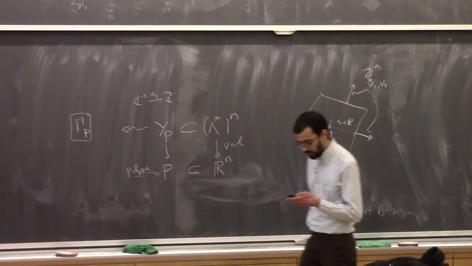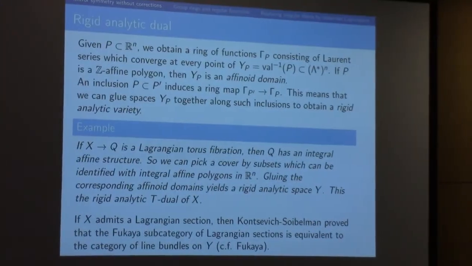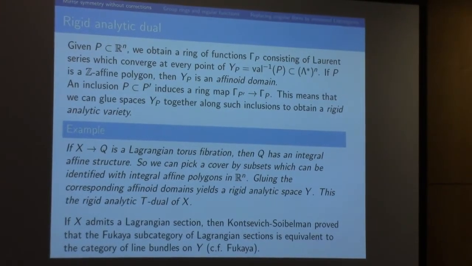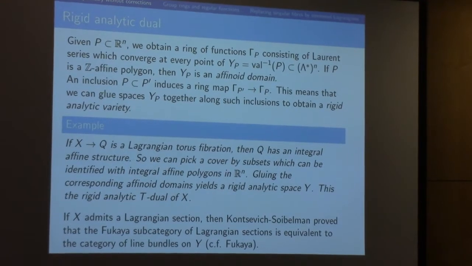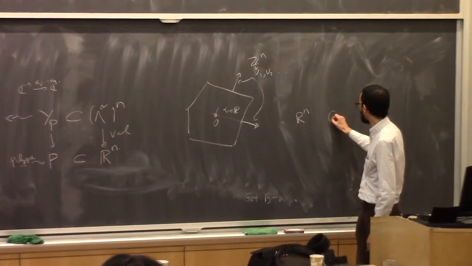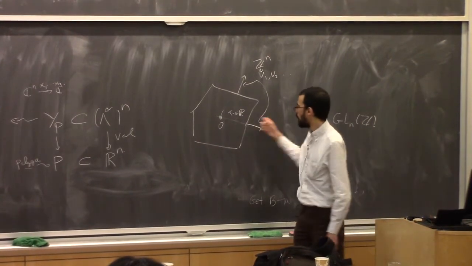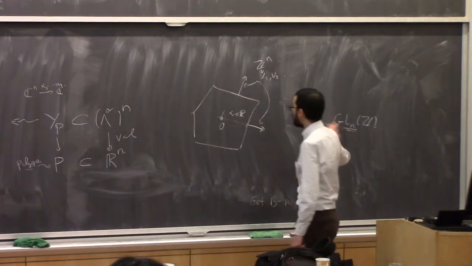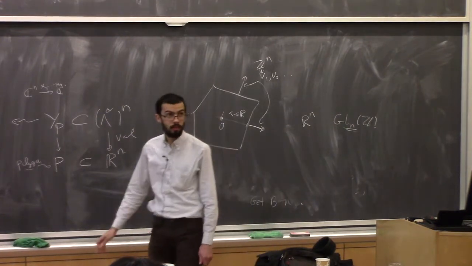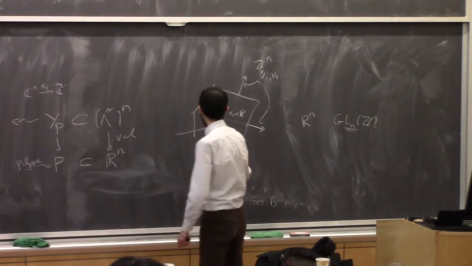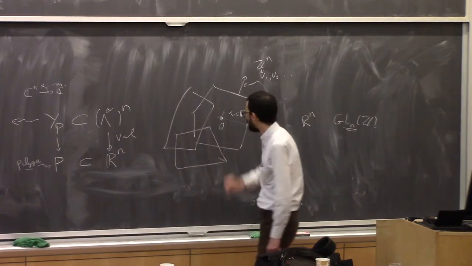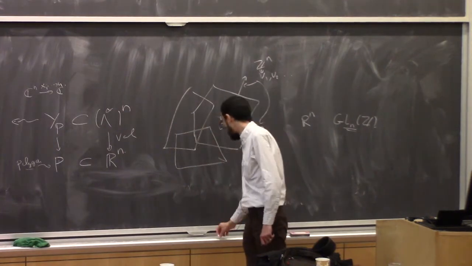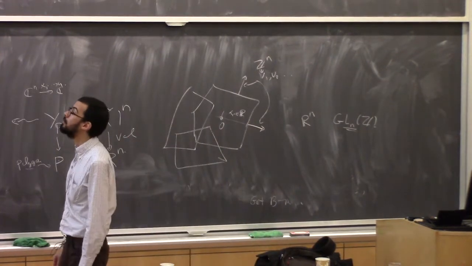Now, what does this have to do with mirror symmetry? I've been going pretty fast so that we can actually say something about mirror symmetry. If you take the base of a Lagrangian torus fibration, then that has an integral affine structure, which means that you can identify a neighborhood of every point with R^n, and this identification is ambiguous up to GL_n(Z). Since this is the ambiguity, the notion of being an integral affine polygon is well defined. So you take your space and cover it by such domains, maybe finely enough so that all the intersections are again integral affine polygons. Convex? Yes, convex polygons.